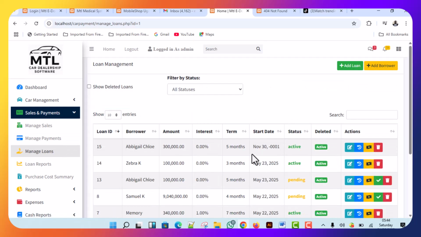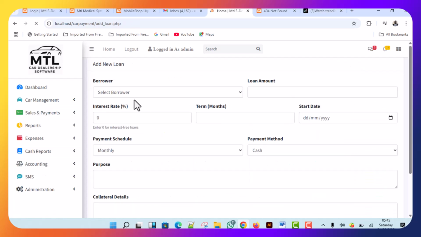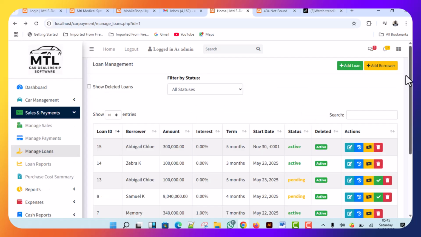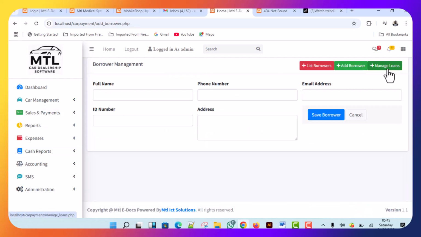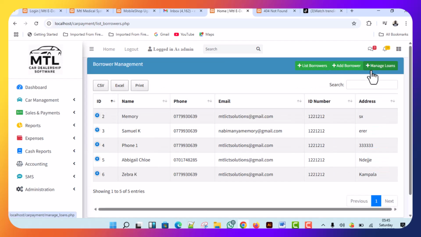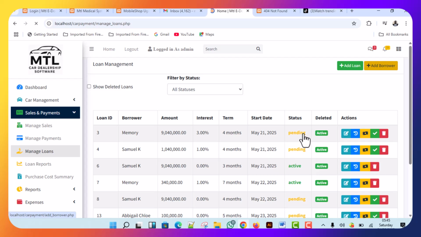to the clients, to the employees. This company needed that module. So in case you have any module that you may need in the system, you can always integrate it. So this is where you can add a loan. So we just need to first manage the users or the borrowers. Yeah, add borrowers, then list all the borrowers. These are the borrowers, then manage loans. So these are the loans.